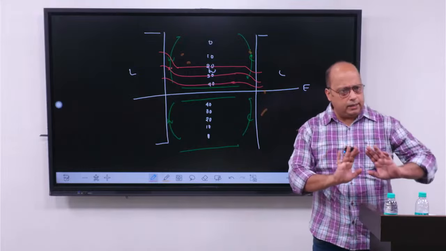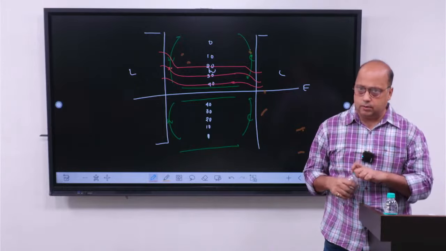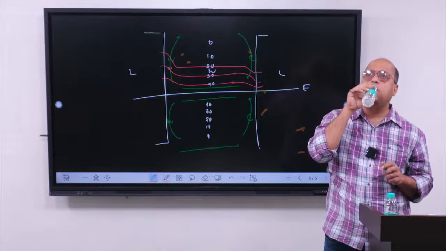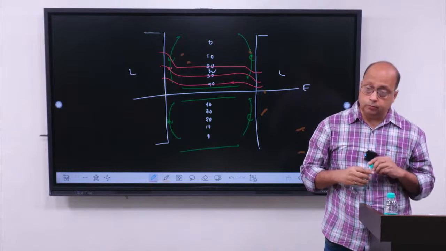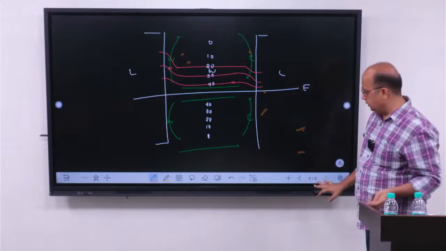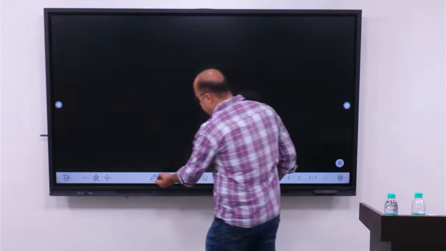Okay, the detail is there in your notes. You go and read and then I will discuss. So today's topic is heat budget. Let us see heat budget.